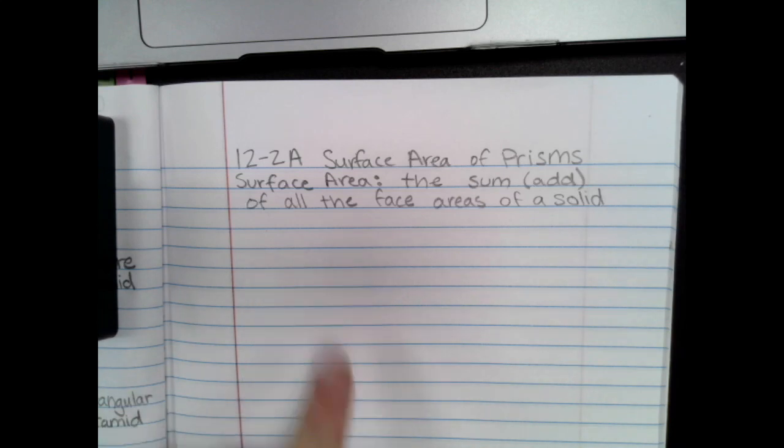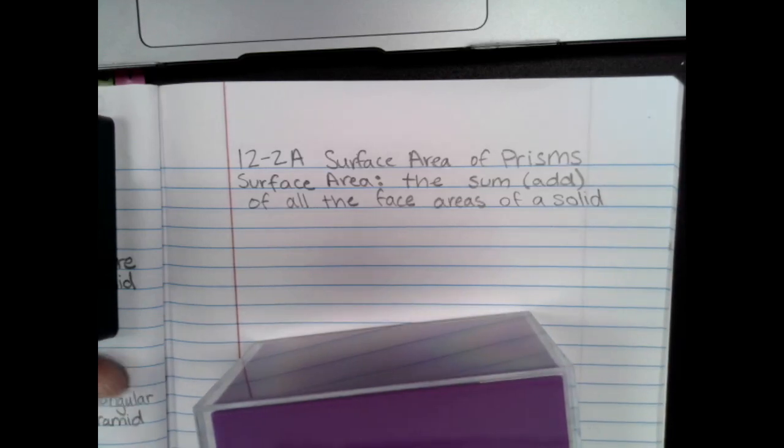Okay, so we're going to be finding the surface area of each of those solids. Now there's a couple ways to do this. All right, if you take your shape that's at your desk, can you put your phone away, take your notes out?